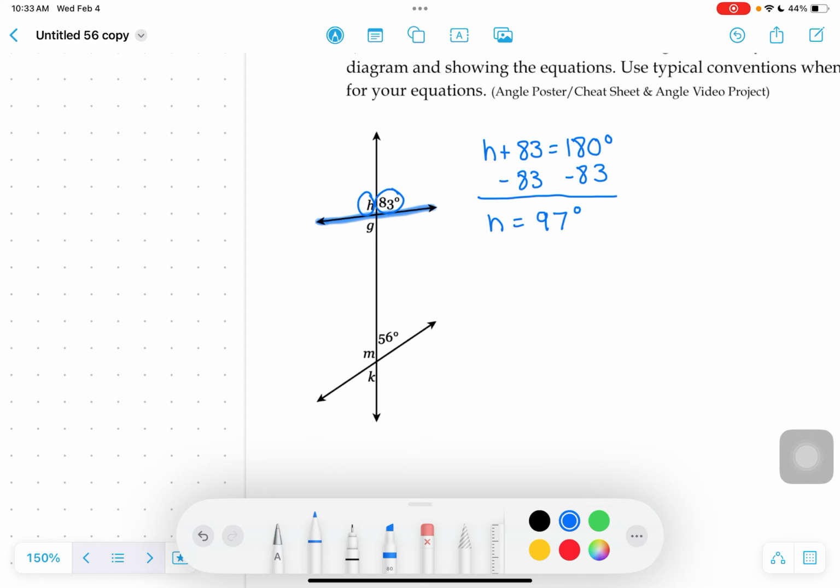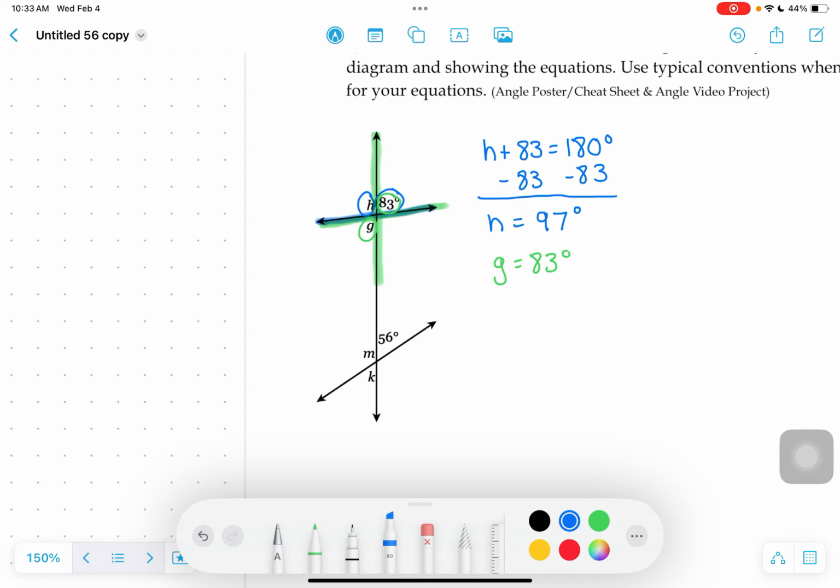All right. Then, right here, I see vertical angles. I notice that this G is across from this 83 in an X shape. So therefore, G equals 83 degrees.